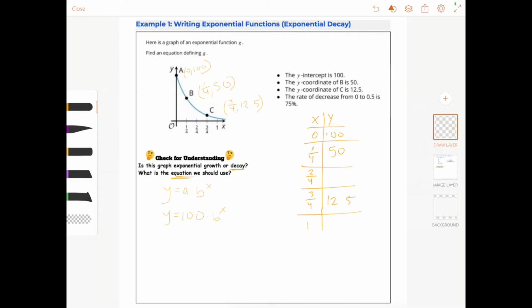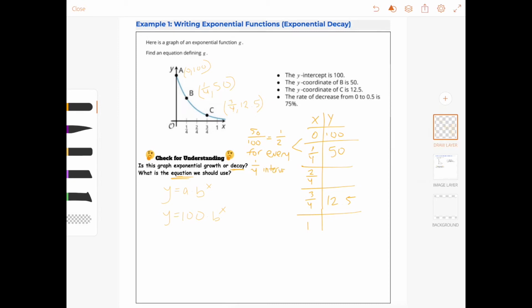So eventually we want to find the decay factor for an interval of 1, but right now we're going to find it for an interval of 1/4 because we have the y value for 1/4, which is 50. You could also use 3/4 since we have the y value there, but we're just going to use 1/4 for this example. So you take the ratio of 50 over 100, which simplifies to 1/2, and this is going to be the decay factor for every 1/4 interval.